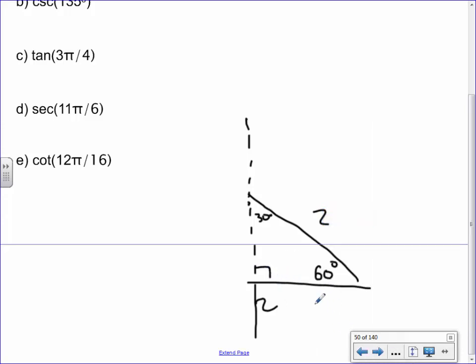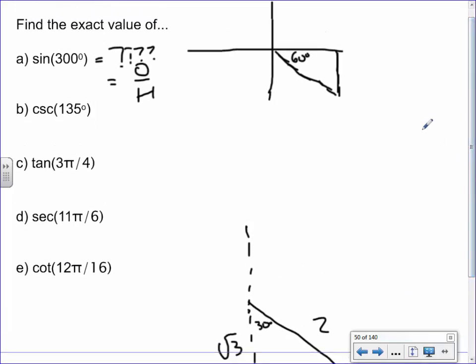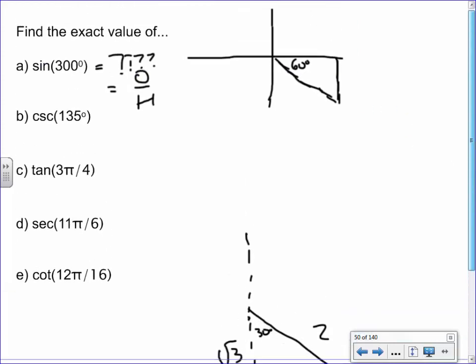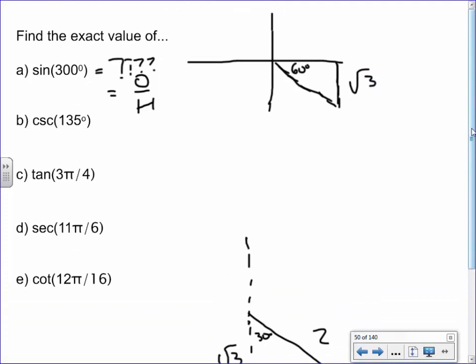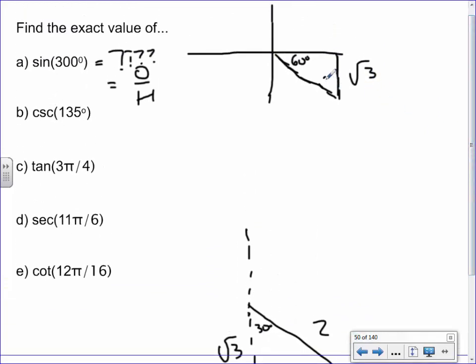What's this side right here now when you cut it in half? And this side over here is root 3. Well, this is a triangle that I can now take and superimpose up here. Because don't I have 60 degrees right here? I just need to know which sides go where. So 60 degrees goes across from root 3. 30 degrees goes across from 1. And the hypotenuse is 2. However, one of those is written wrong.